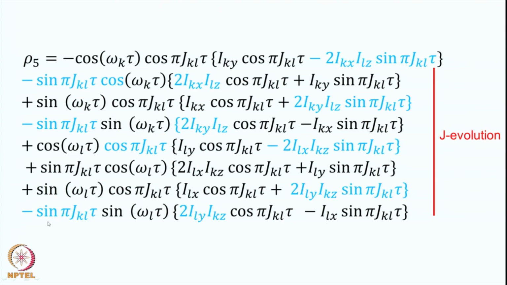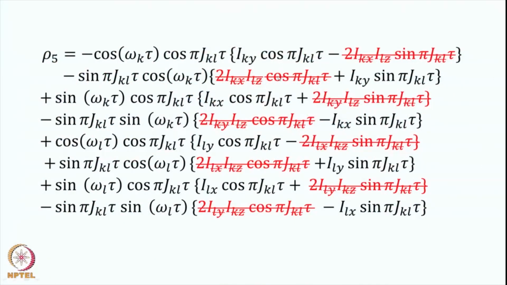finally the last term gives you minus sin(πJ_kL τ) sin(ω_L τ), and inside the bracket you have 2 I_LY I_kz cos(πJ_kL τ) minus I_LX sin(πJ_kL τ). This is at the end of J evolution after the 180 degree pulse. So, this is just before the spin echo, at the time of the spin echo.